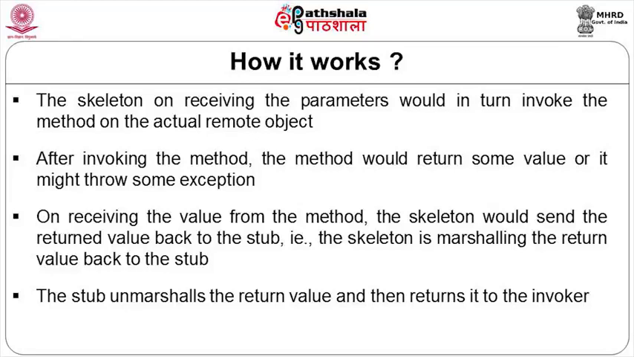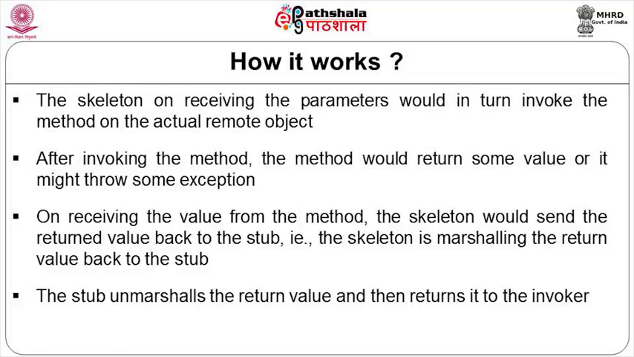Now, once the marshalling of parameters is done and unmarshalling is done by the skeleton, as a next step, on receiving the parameters, it would in turn invoke the method on the actual remote object. After invoking, the method would return some value, or it might throw an exception. If it returns a value, what will be done by the skeleton on receiving the value from the method? Whatever is the return value of the method, the skeleton is then going to send the returned value back to the stub.